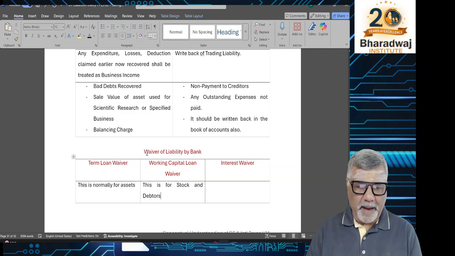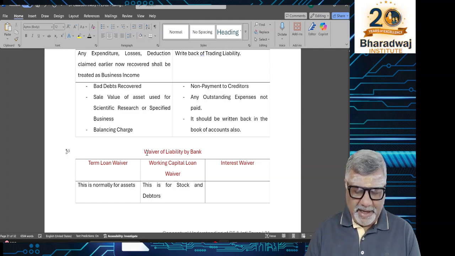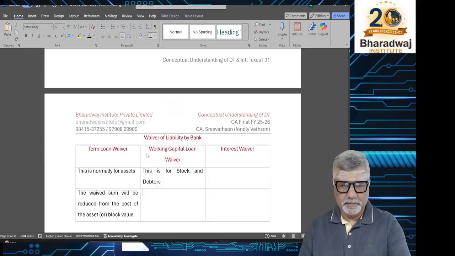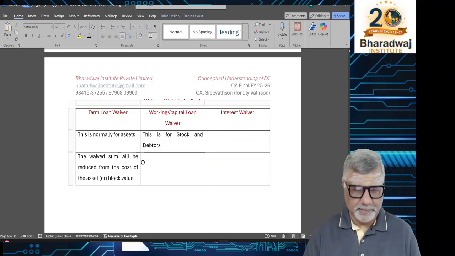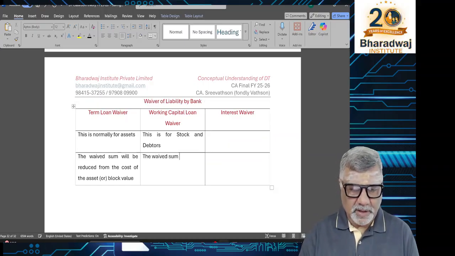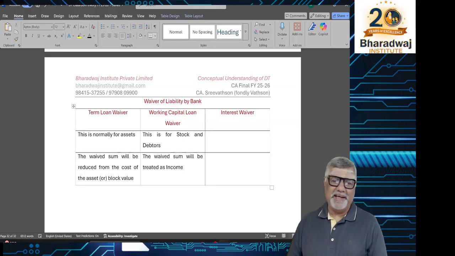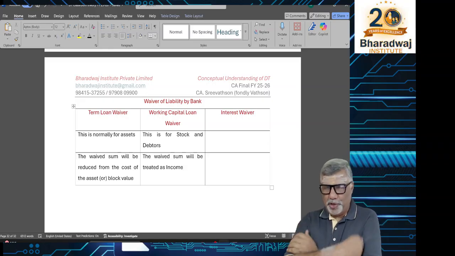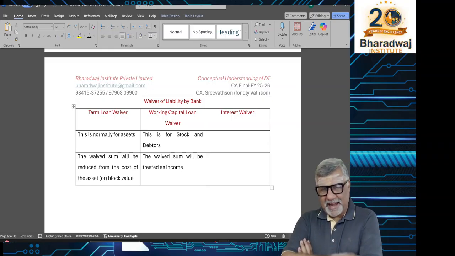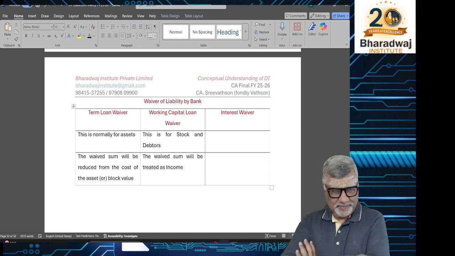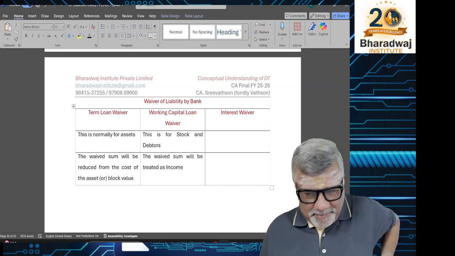This working capital loan is mainly for stock and debtors. It will be treated as income because of write-off of trading liability. Working capital loan is a trading liability. Somebody from online tell me about interest waiver.